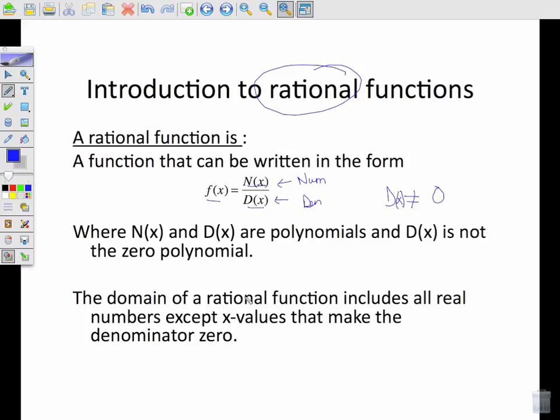The domain of the rational function includes all real numbers except the x values that make the denominator 0. So you're going to want to figure out your domain because that's going to be a part of our rational functions.